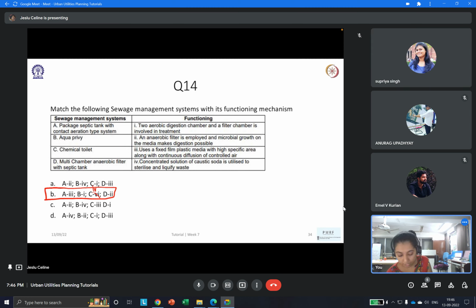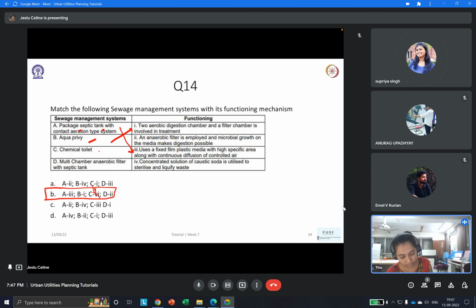So let's go: package septic tank with contact aeration type system. You're saying it is 3. That is, it uses fixed film plastic medium with high specific area, along with continuous diffusion of controlled air. Okay. And aqua privy, according to this one, would be 2: aerobic digestion chamber and filter chamber are involved in the treatment. This is actually directly from our lecture, the definition which is given is directly asked.